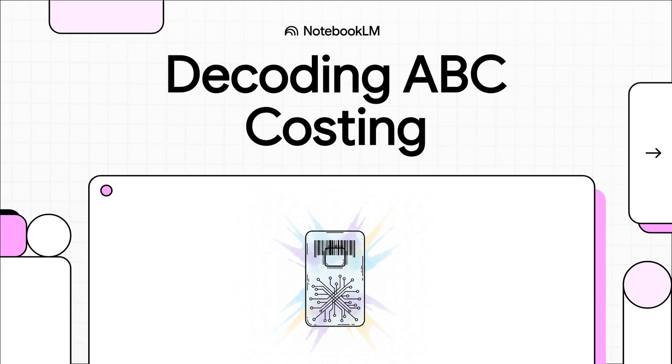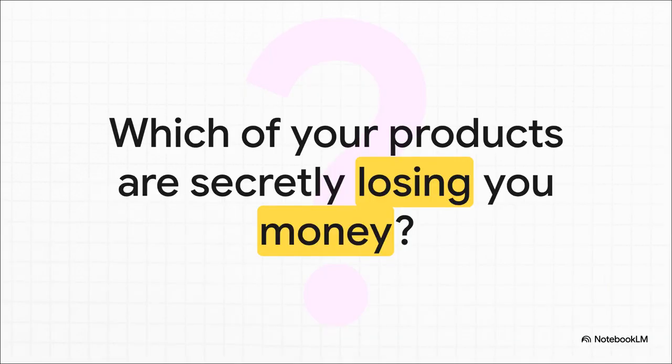So, how do we find out the truth? Well, let's get into it. So, let me ask you this, and it's a bit of a scary question. But which one of your products is secretly a money pit? I'm talking about those profit vampires that look great on paper but are actually draining your resources behind the scenes. The real kicker is old school accounting systems make these vampires pretty much invisible.